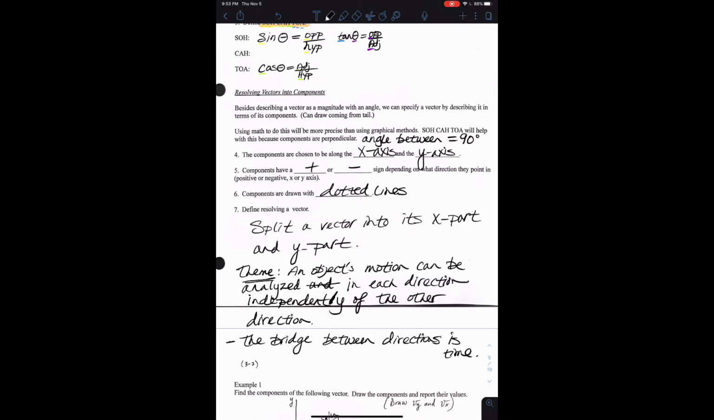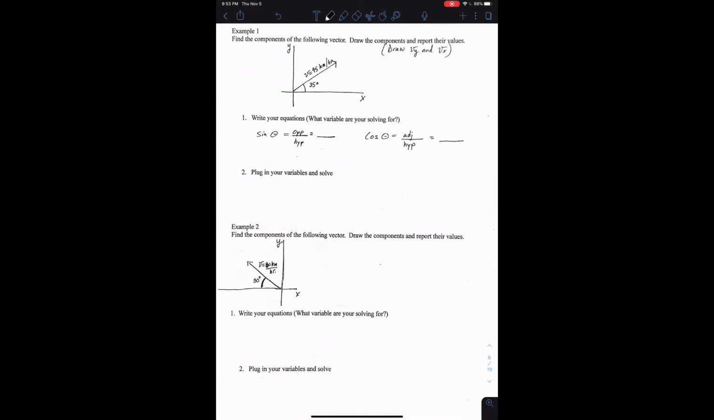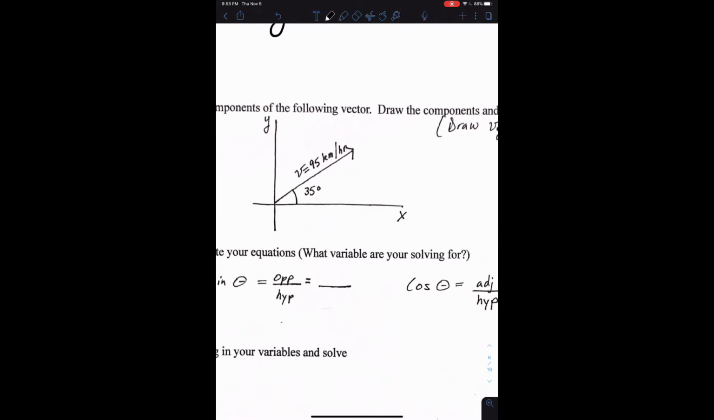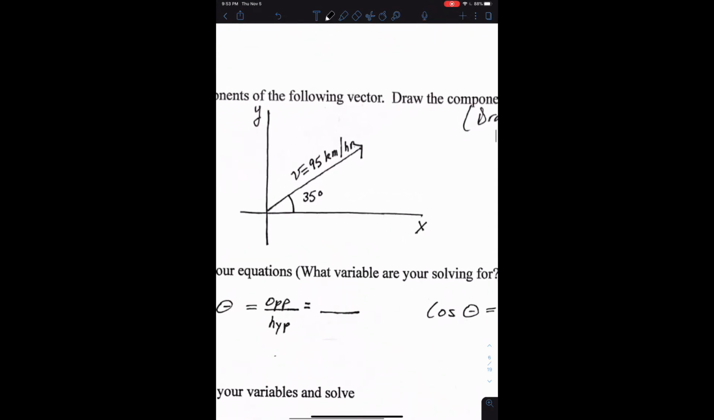All right, good. Okay, let's move on here. I think this is one of those things where just doing some examples helps more than anything. All right, this first example says find the components of the following vector. So here we have a vector. It is a velocity vector worth 95 kilometers per hour at 35 degrees, say, above the horizontal. We want to know how much of that velocity is directed in the x direction and how much of it is directed in the y direction.